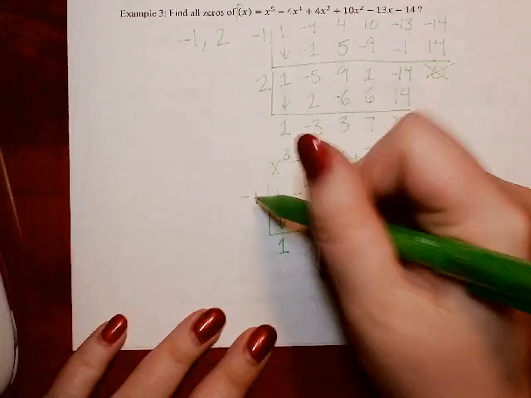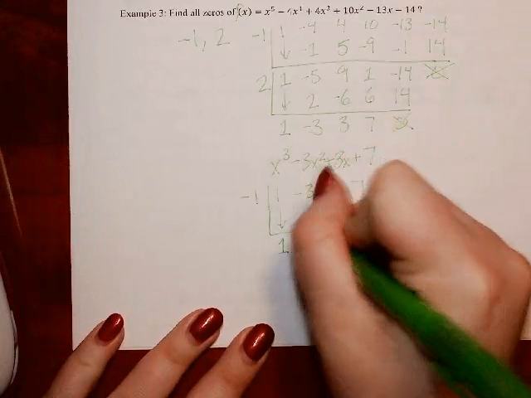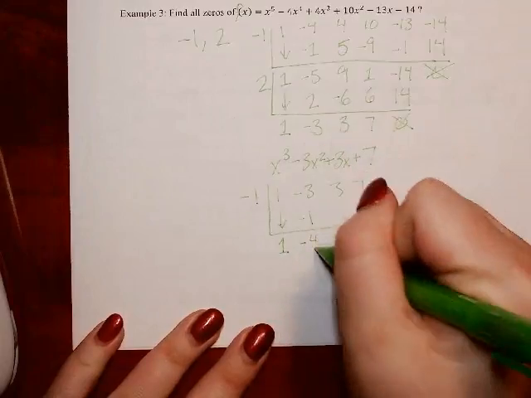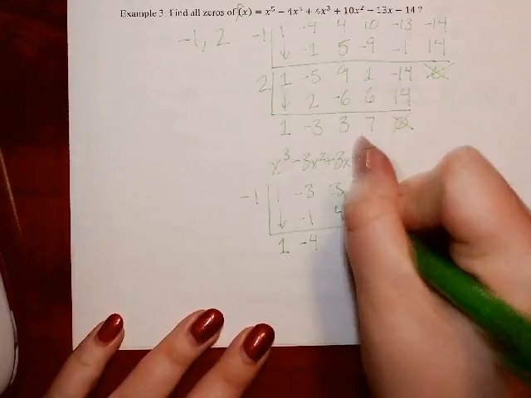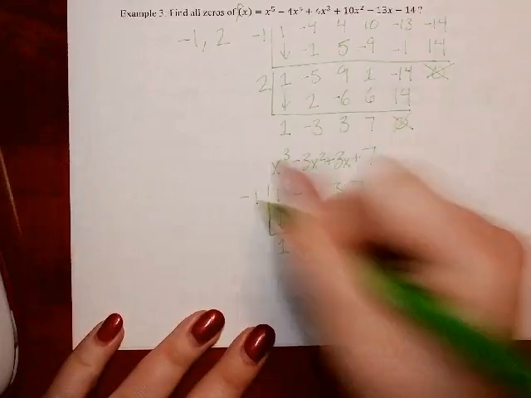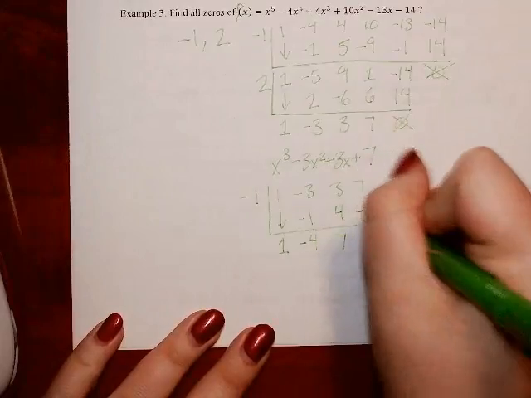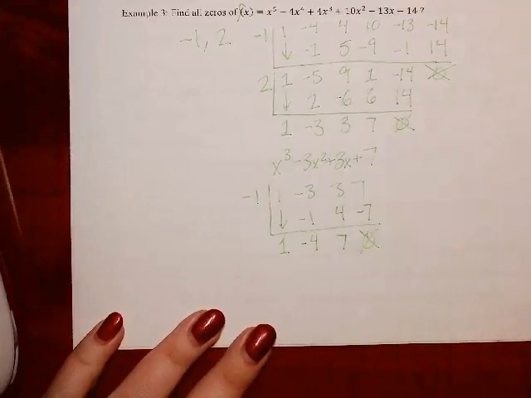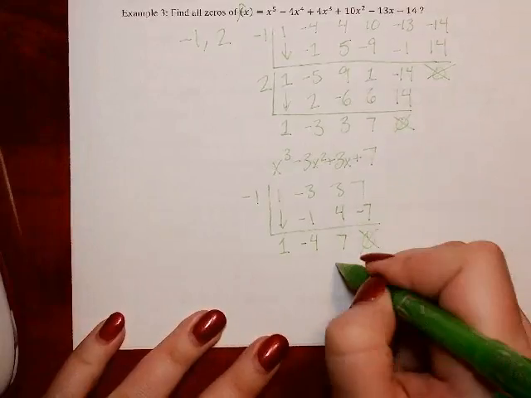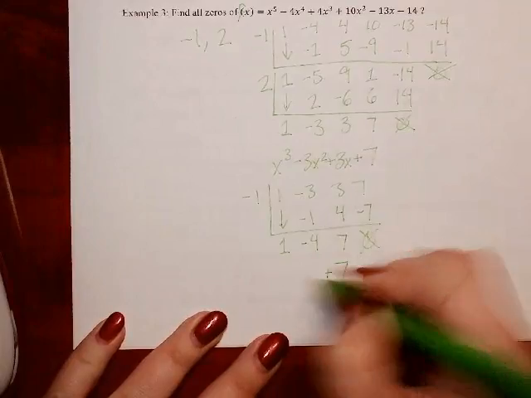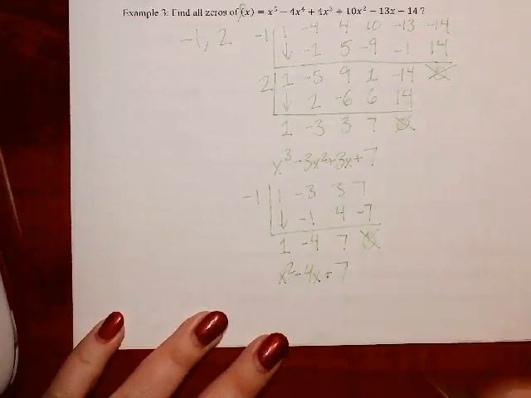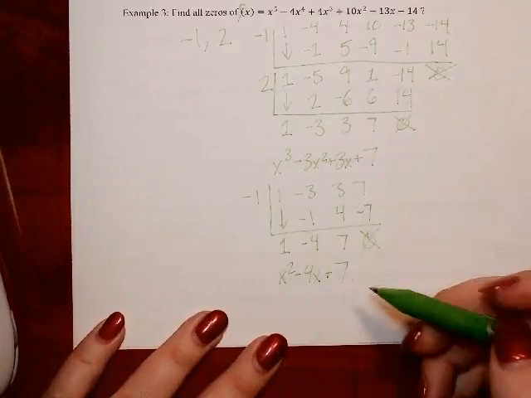Okay, so negative 1 times 1 is negative 1. Add, we get negative 4. Negative 1 times negative 4 is 4. We add, we get 7. Negative 1 times 7 is negative 7. We add, we get 0. So we know it is a factor. And now if we rewrite this, we get a plain old 7, negative 4x, and 1x squared. And there's no way to factor this.